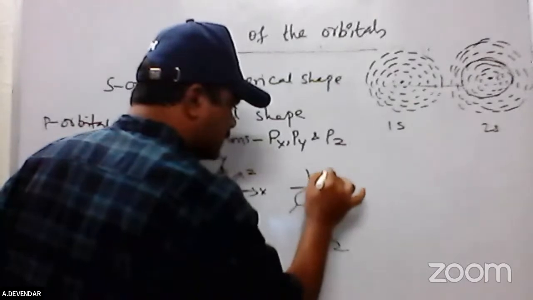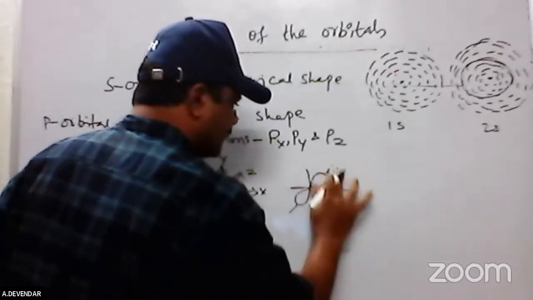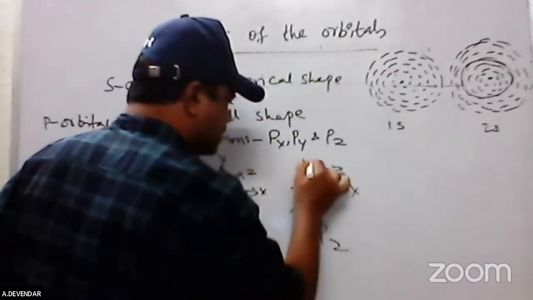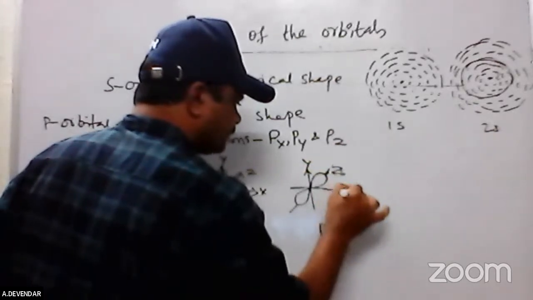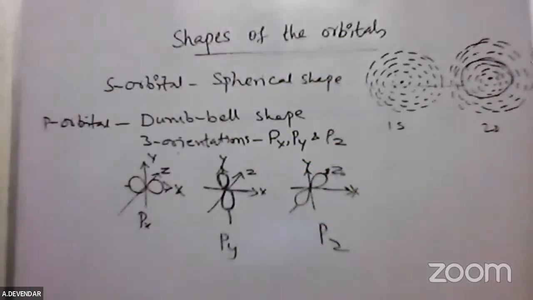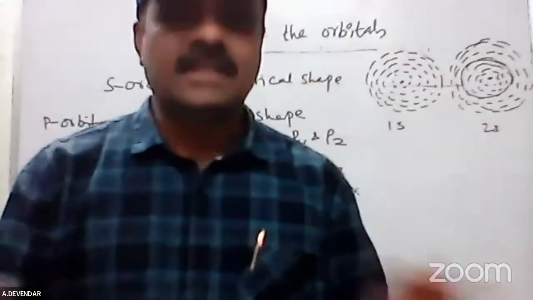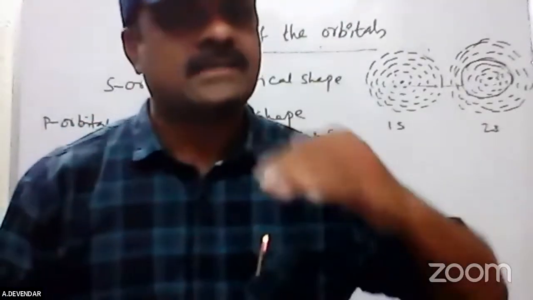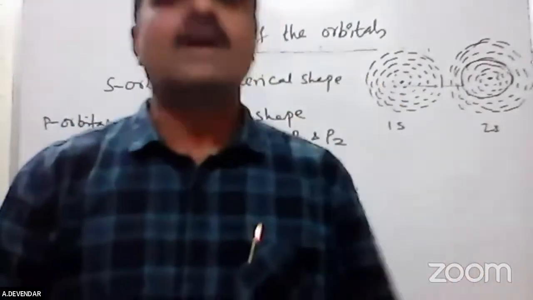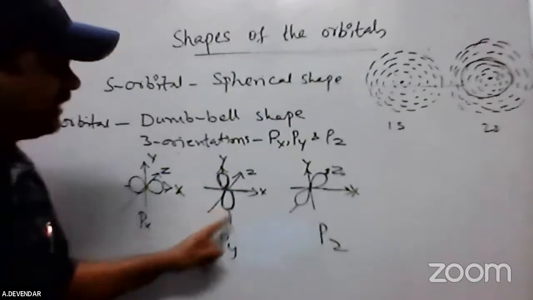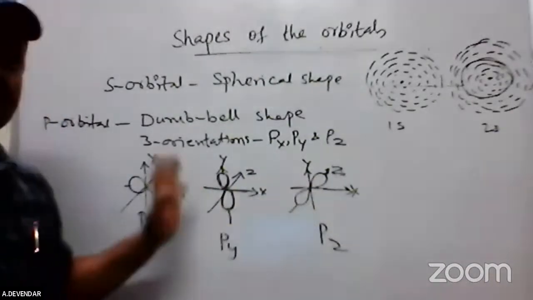So you have to draw. This is the PZ. Sorry, it is a Z axis, an X axis, a Y axis. See how easy it is. You can draw like this, easily. First put three plus marks. On the X axis you draw one dumbbell, it is called PX. On the Y axis you draw a dumbbell, it is PY. On the Z axis you draw a dumbbell, that is called PZ.